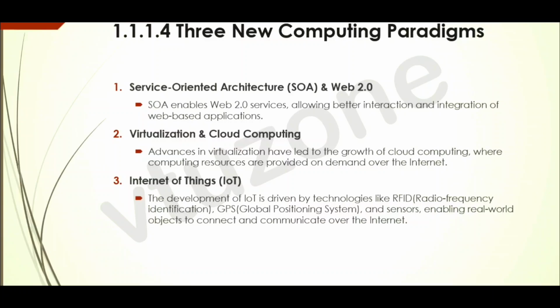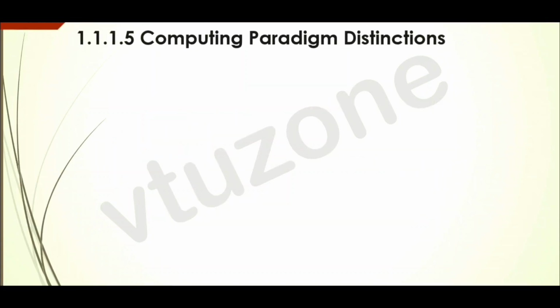The next topic is computing paradigm distinctions. That means the differences between various computing models or approaches. It helps us understand how different types of computing like cloud computing, grid computing and IoT work and what makes them unique. For example, cloud computing provides online services and grid computing connects multiple computers to solve big problems. And then IoT connects smart devices to the internet, right?